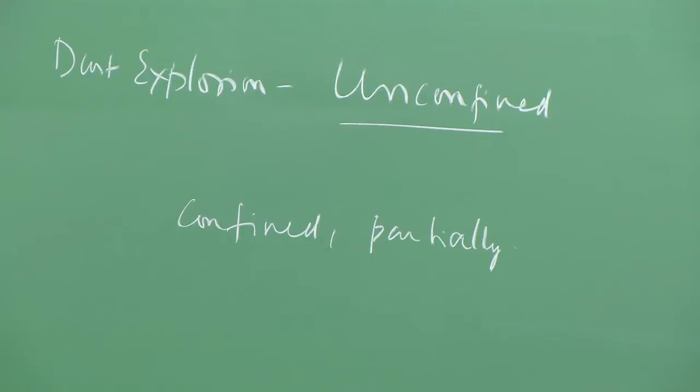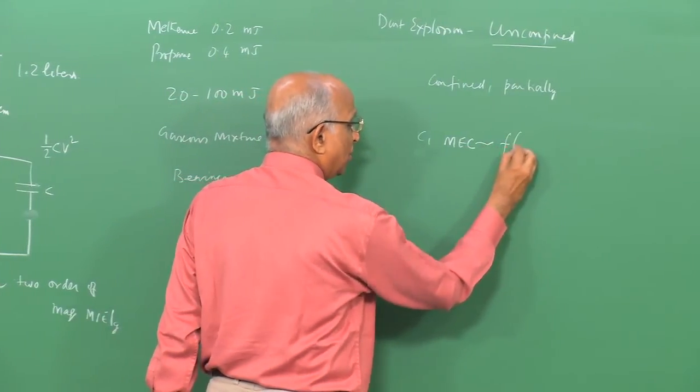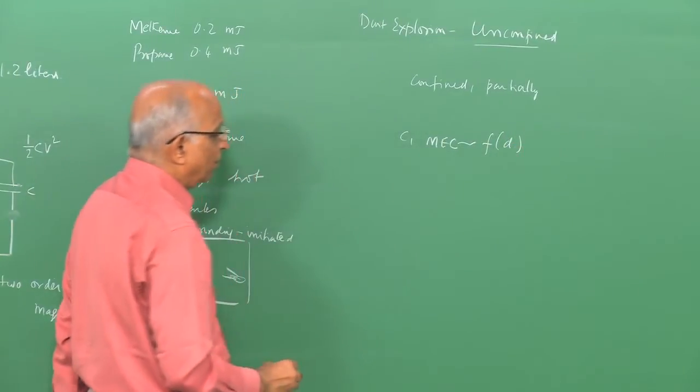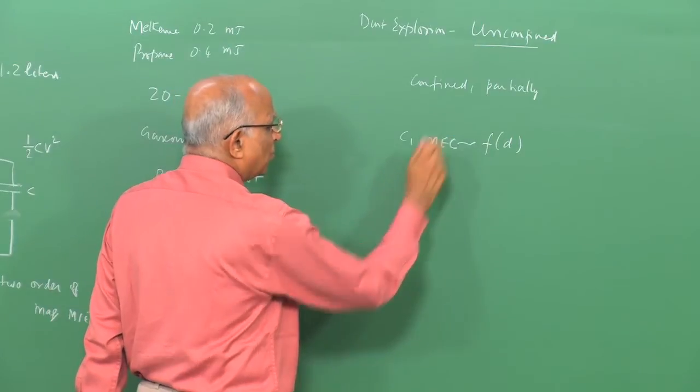Therefore, this is all what we learned. We learned about finding the concentration. We also talked of the minimum explosive concentration, what is required to cause the dust explosion. We related the minimum explosive concentration to the diameter of the dust particles. Can we go ahead from this and put all the things together?